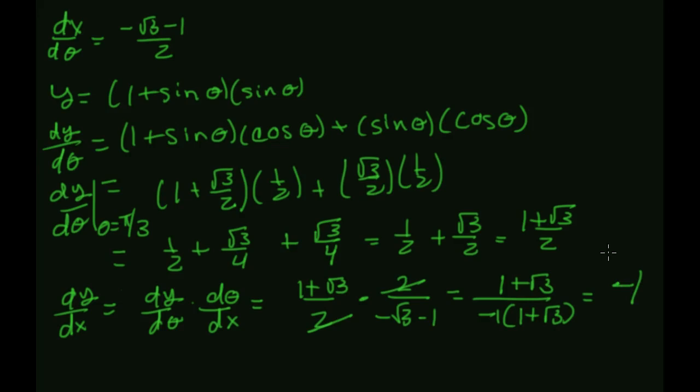So this means that as this curve is going around, when theta is pi over 3, the slope of the line that's tangent to this curve is negative 1. We actually got a dy/dx out of an r of theta type function. So sometimes, and oftentimes, that's the goal when working with polars.